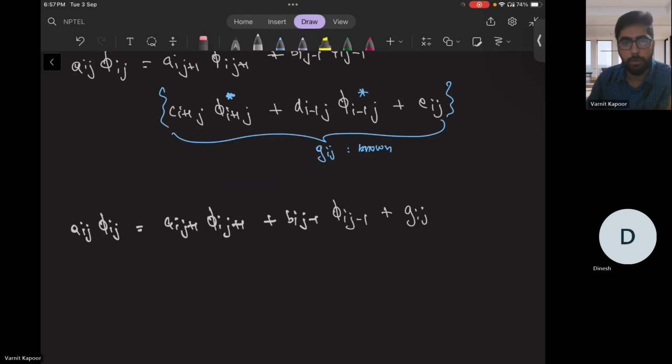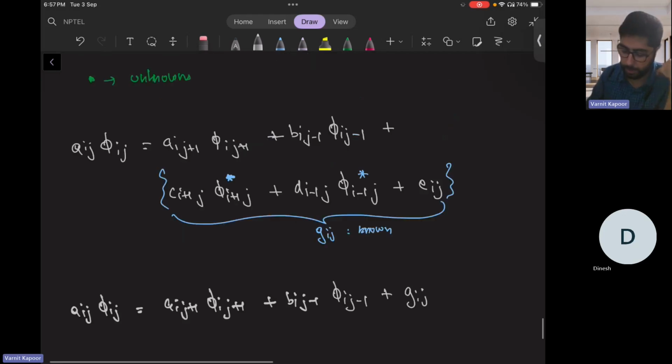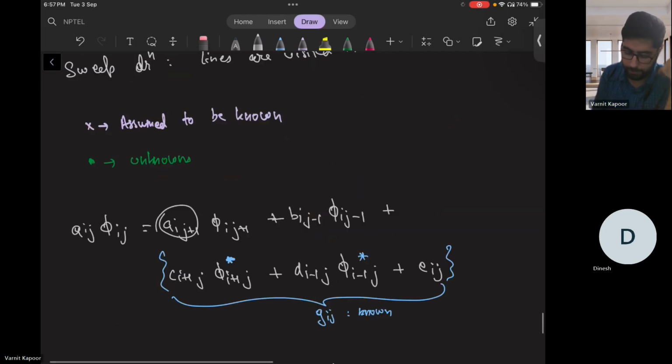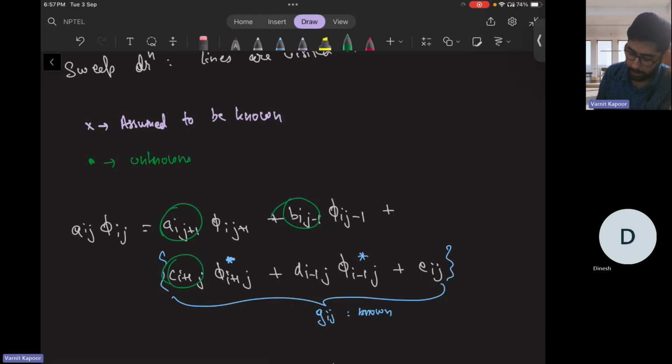So if you want to apply the TDMA in the y direction, it means that the coefficients A, B, C, D, which you have written here, would be unknowns. So if you want to apply, you want two values, you need to assume. So similarly, you can go for the three-dimensional case also.